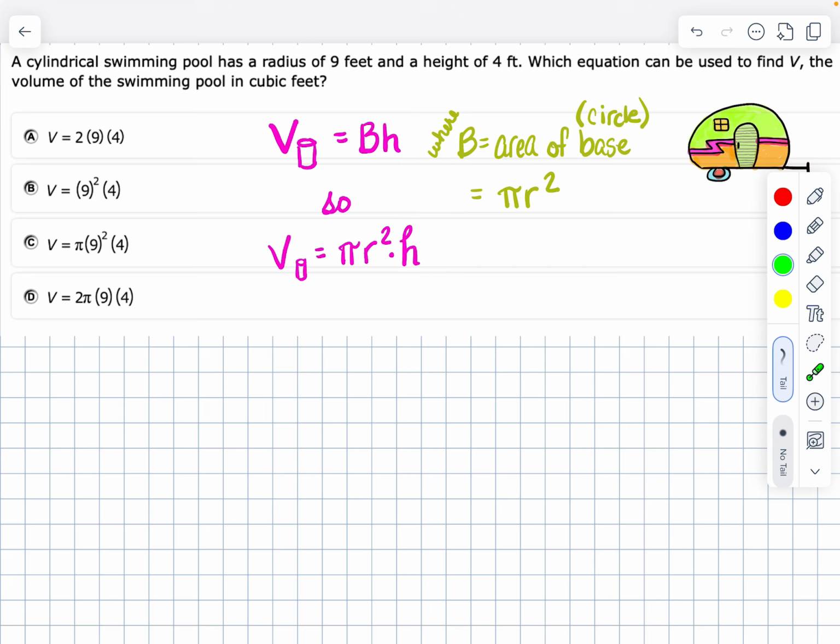Okay, the first thing I'm going to do, and this is just good practice, is highlight the things that we're probably going to need. It's got a radius of 9 and a height of 4. I should highlight the feet part as well. And then we need to find the volume, so I'm going to use a different color. Find the volume of the swimming pool in cubic feet.